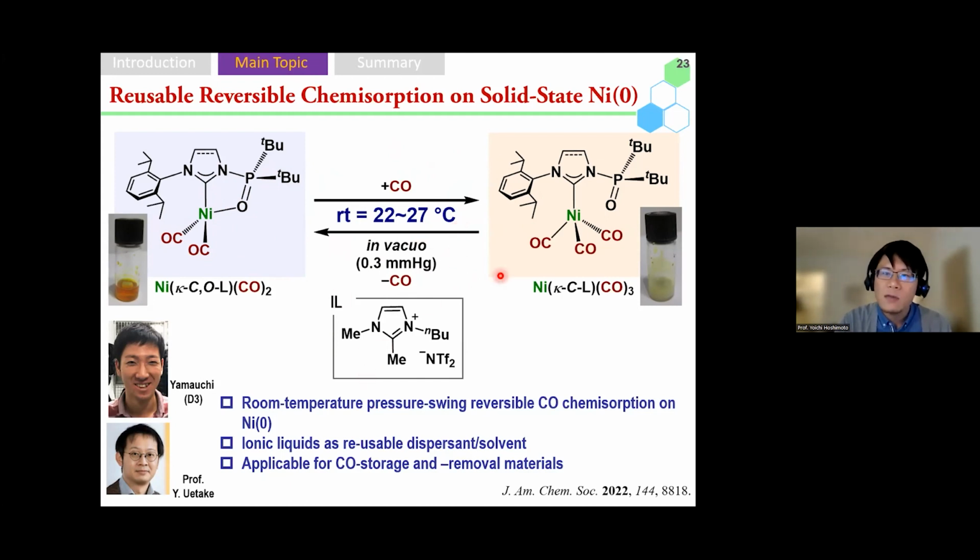Moreover, we used an ionic liquid having nearly negligible vapor pressure as a dispersant of the toxin nickel complexes, and thus this system can be reused several times. What we found interesting in this system is that CO adsorption takes place in the solvated state, in homogeneous solution, but CO dissociation would predominantly proceed in the solid state. Fine crystals are generated here. So, solution state reaction and solid state reaction. We discussed such details in this paper.